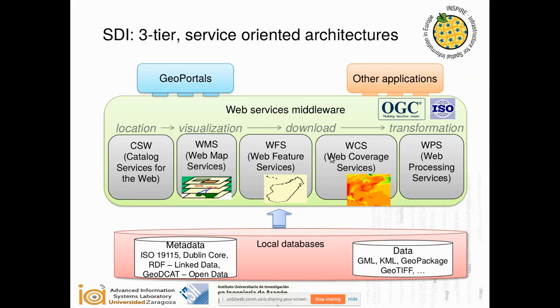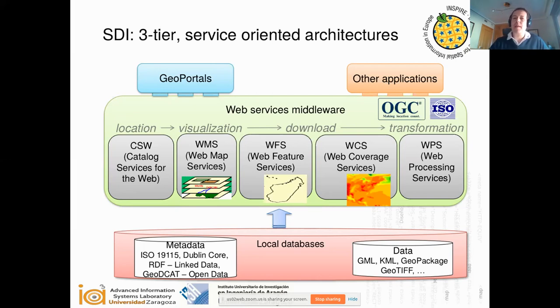Okay, perfect, no problem. Well, SDIs are a network of connected nodes, and in every node, in a local organization or in a national organization or public body, usually we have an SDI node that basically has a three-tier architecture with web services. We have a bottom tier where we have data and metadata. We have a middleware layer with web services for location, visualization, download, and transformation. And at the upper layer, we have portals and other kinds of applications that make use of these services for locating or visualizing or downloading feature and coverage data.